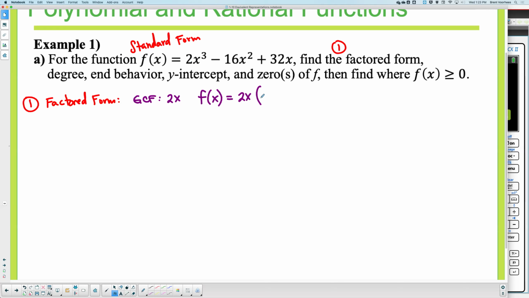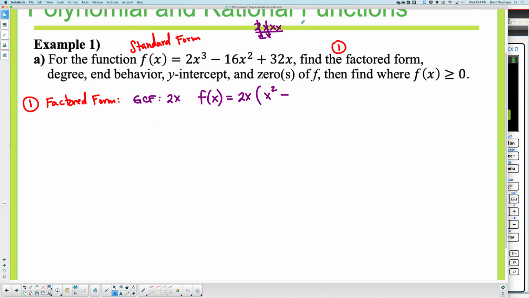Distribution, you multiply through a parentheses and remove the parentheses. With GCF, you're going to divide out and create a parentheses. So it's exactly the opposite. So what is 2x cubed divided by 2x? I'm doing right now 2x cubed divided by 2x. What's left over? X squared. That's this term.